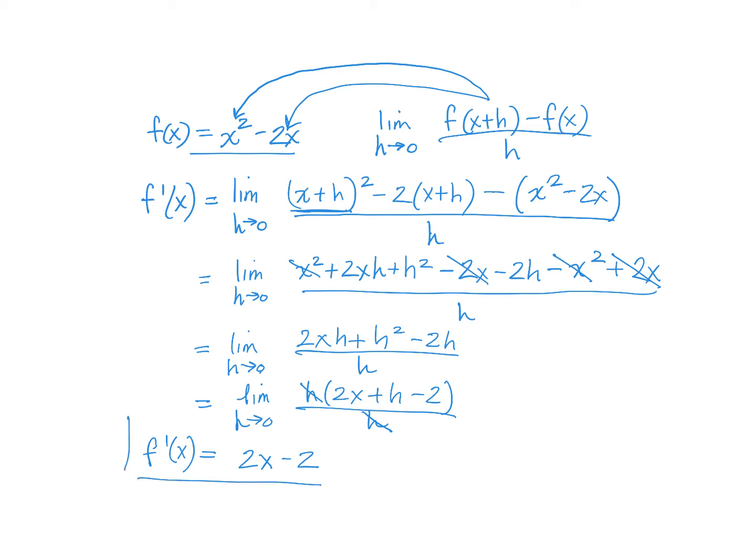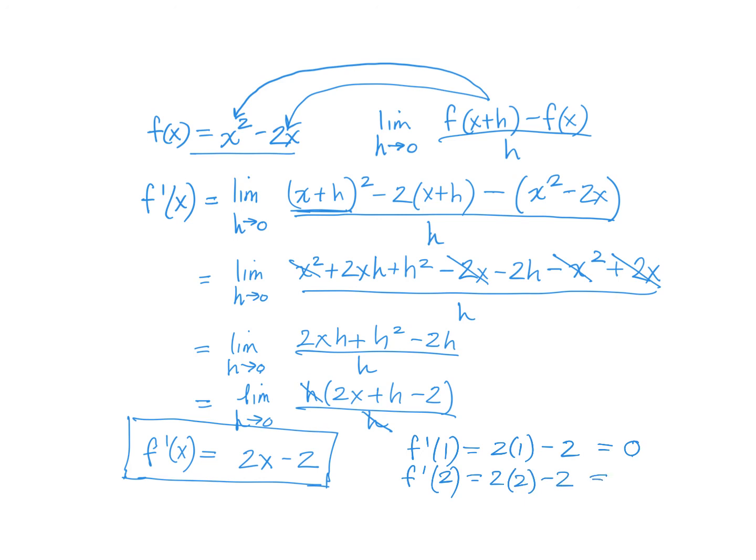This is the derivative function. And notice if we wanted to then find the derivative at x equals 1, or at any point, all we have to do is plug 1 into the derivative function. So we would get 2 times 1 minus 2, and that would give us 0. That means the derivative of that function at 1, or the slope of the tangent line at 1, is going to be 0. If I wanted to find f prime of 2, I would take 2 times 2 minus 2, and that would be 4 minus 2 is 2.